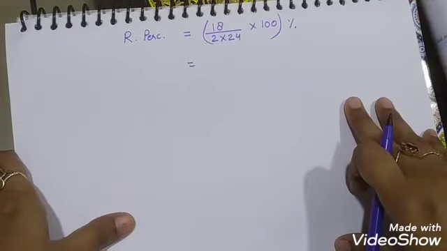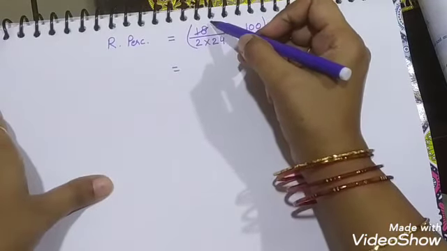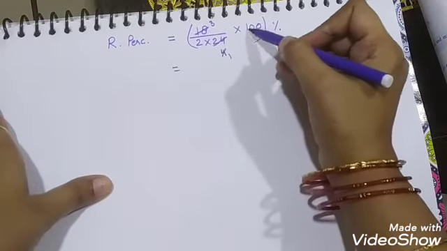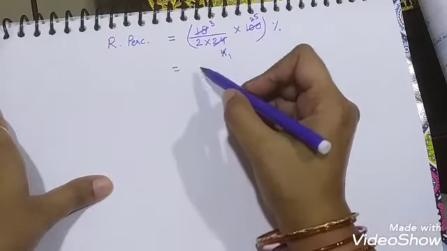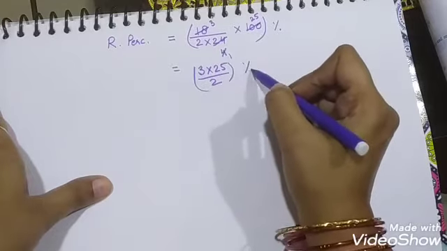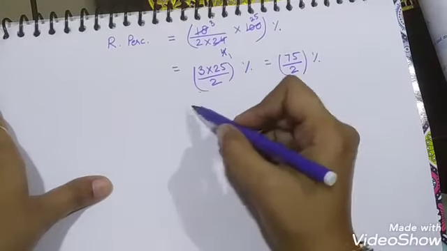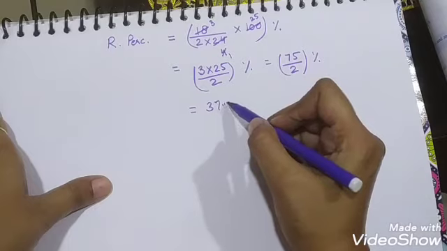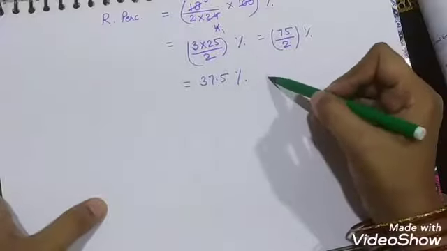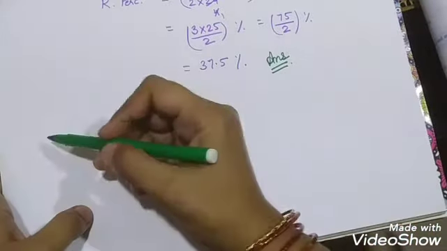So I have put all the values here. Now we do cancellation. Six 3s are, and six 4s are, four 1s are and four 25s are. So we are having 3 into 25 upon 2 percentage, which on multiplication gives 75 upon 2 percentage, and 37.5 percentage. So the answer of this part will be 37.5 percentage. Now moving towards the next question.